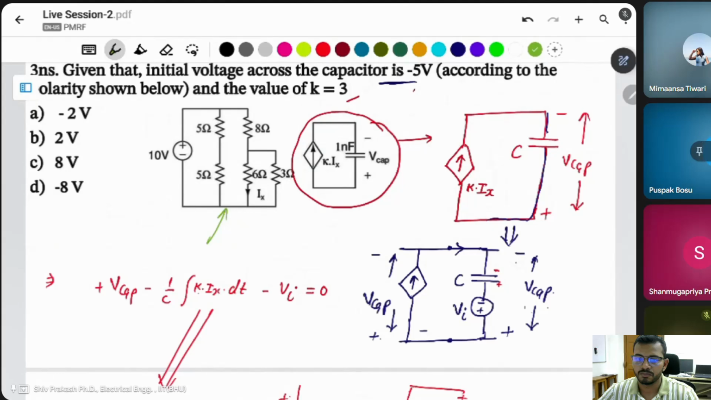Sir, yes. Can you elaborate the value of V cap? Okay.